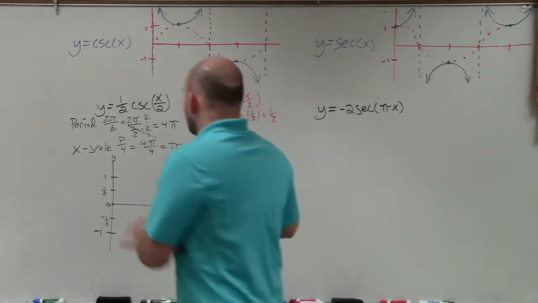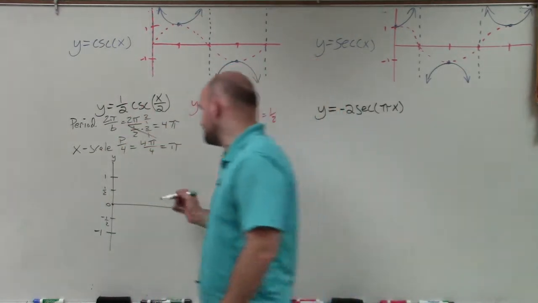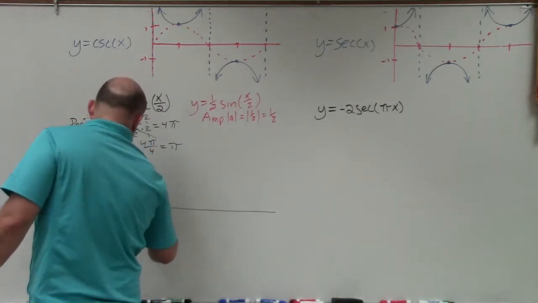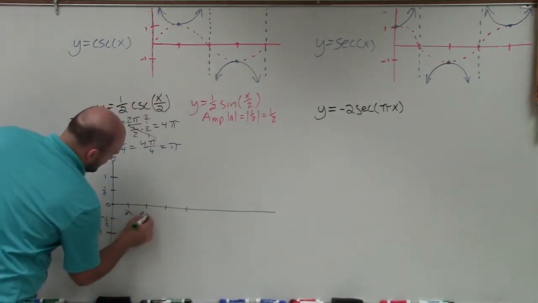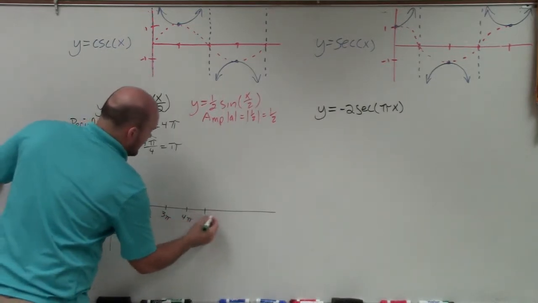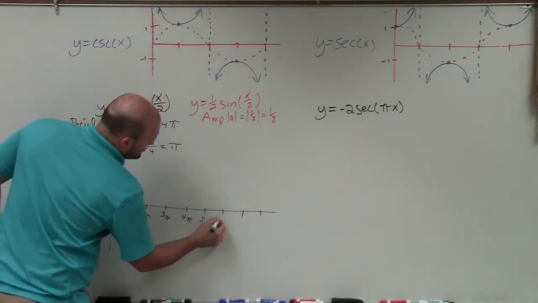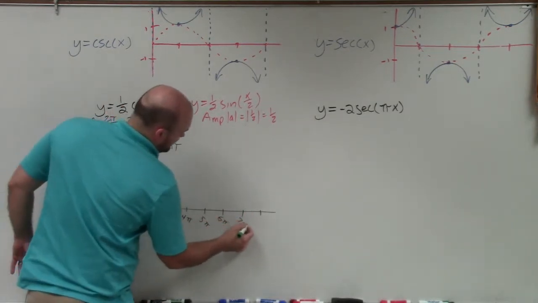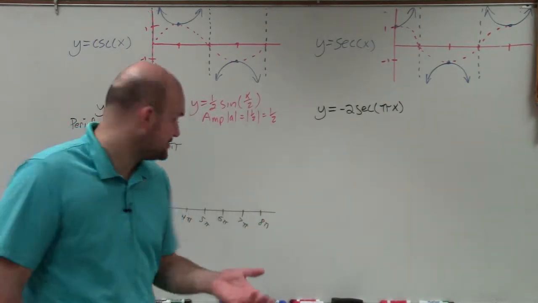So again, though, we can still identify the x scale and the period is still going to be the same. So we'll have 1 pi, 2 pi, 3 pi, 4 pi, 5 pi, 6 pi, 7 pi, 8 pi. Because we're going to do 2 periods, in case you didn't already figure that one out. That's usually what I ask of my students to go ahead and do.